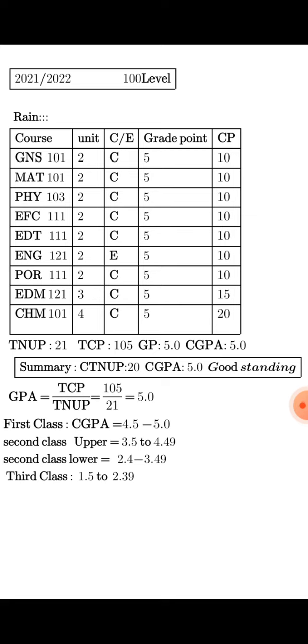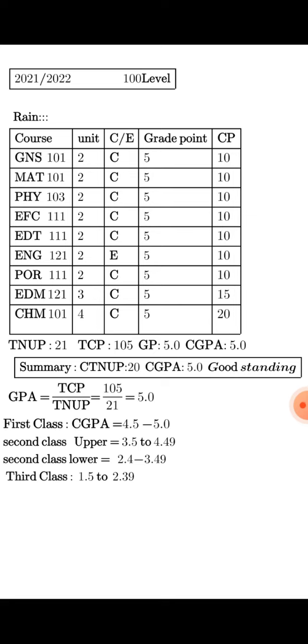At the end of every session or semester, you must have a grade point average, that's GPA. Most people call it GPA. So your GPA is your TCP over TNU. TCP simply means your total cumulative point, over the total number of units.